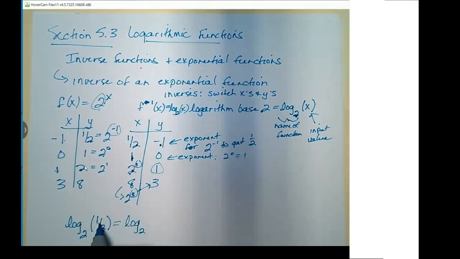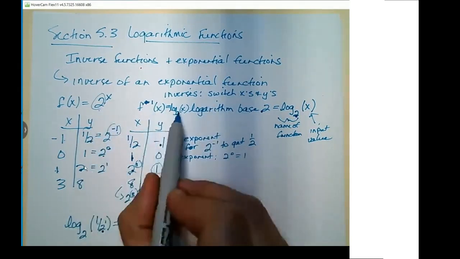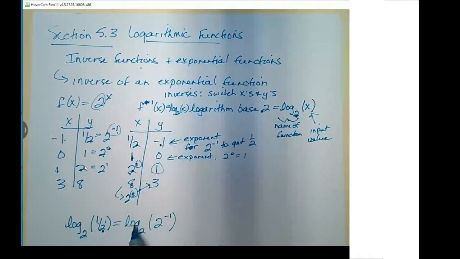So if we wrote that as a power of 2, this is 1 over 2 to the first, and we could simplify that with a negative exponent and make it 2 to the negative first. So we've rewritten that, and here's where it comes in that the exponential function and the logarithm function are inverses of each other. Each one undoes what the other one does. Another way to think about that is they cancel each other out.